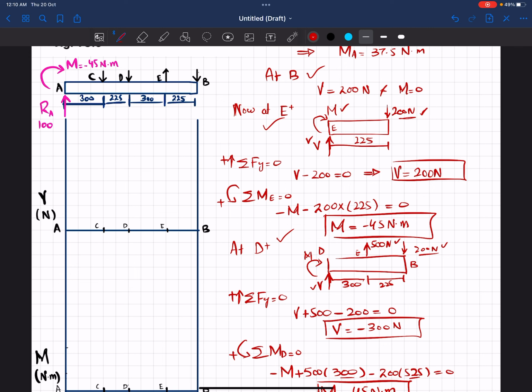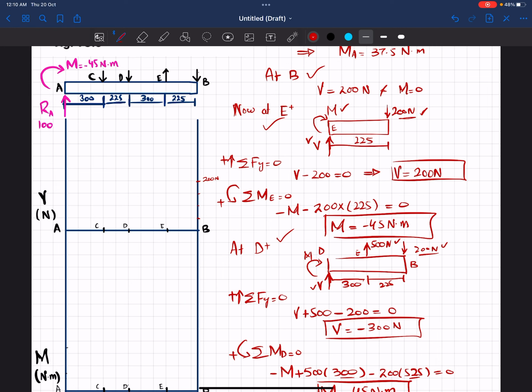you can see that at point B we have a 200 Newton load. So let one division be equal to 100. Sorry, one division here we will take as 50. So 200 will be 4 divisions. So point B will be here, this is 200 Newton.